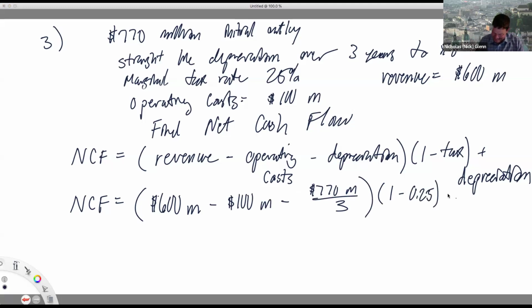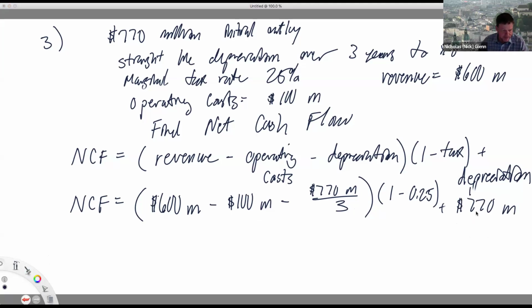Now we want to add back in our depreciation out here. To me, it makes more sense to do 600 million minus 100 million times 1 minus the tax, and then add in 770 million divided by 3 times 0.25. That's essentially what you're going to save on taxes. But they have it set up this way because that's the way they do it in the ebook example, so I'll do it that way.